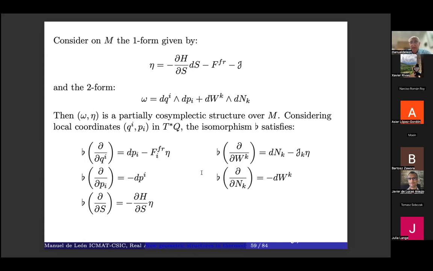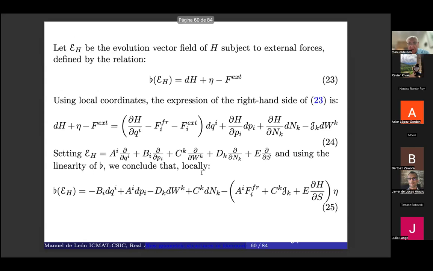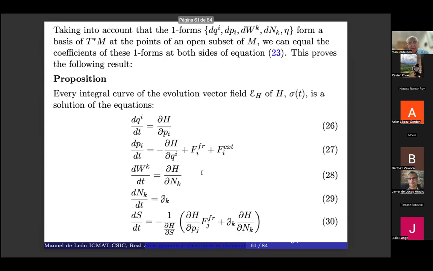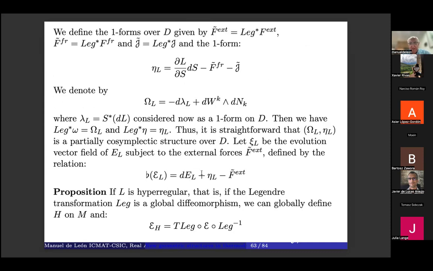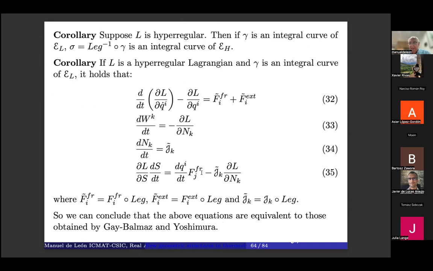And so we have again a partially cosymplectic structure, and we can consider again all these local expressions, and we can obtain the evolution vector field. We do the same thing just to obtain the Lagrangian, and changing from the Hamiltonian side to the Lagrangian side, we have exactly the same equations obtained by Gay-Balmaz and Yoshimura.